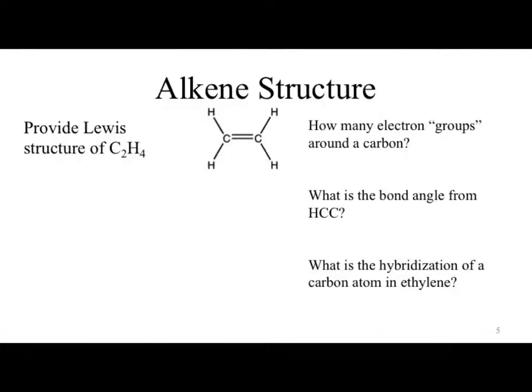Okay, how many electron groups? So now if we jump to our structure, how many electron groups are around a carbon atom? We've got 1, 2, and 3. We'll count the double bond as one group of electrons because it's just 4 electrons in one spot. 3 electron groups. What's the bond angle between our hydrogen and carbon?